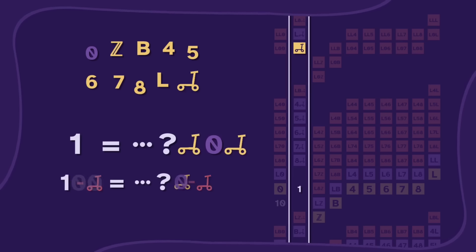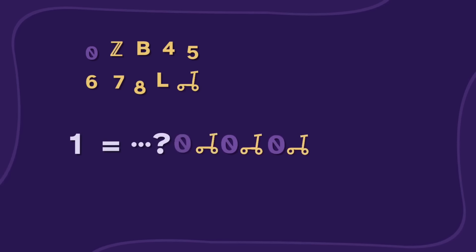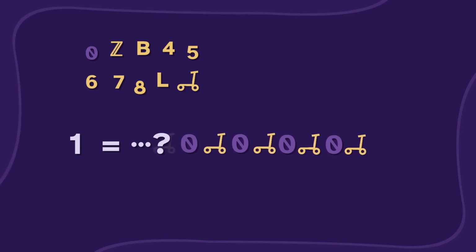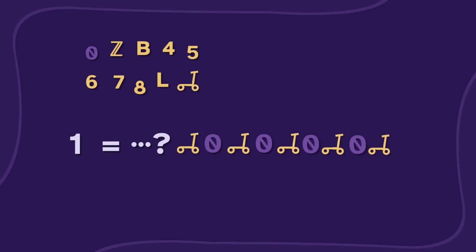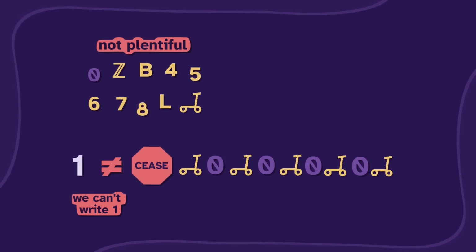Then we subtract and divide, and the next one is 0, and then scooter, and then 0, and then scooter, and then 0, and then scooter. This will just keep going. But we need to stop at some point, or we'll end up as a scooter addict. So we can't write 1. This set is not plentiful.